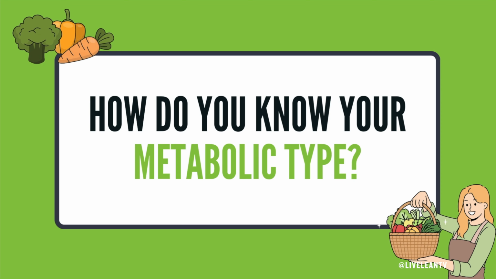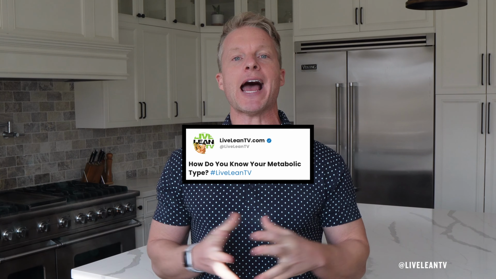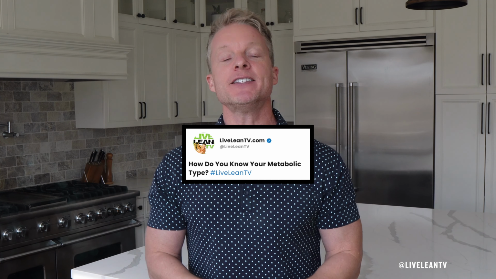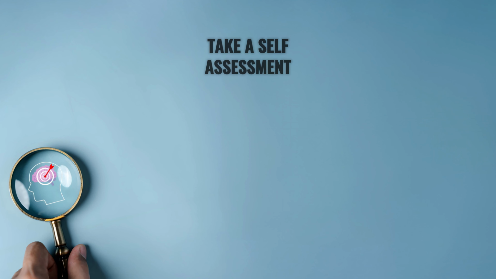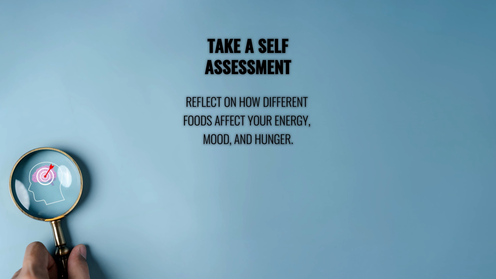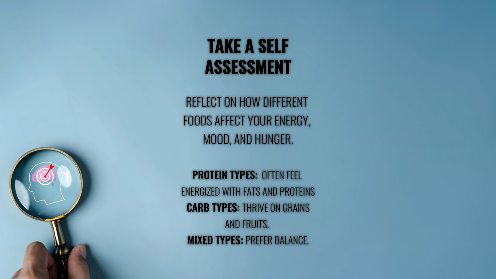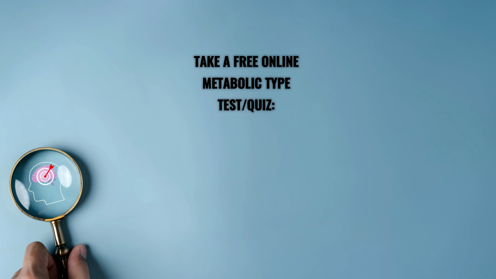So how do you know your metabolic type? So if you're wondering how do I check my metabolic type, consider these methods. Take a self-assessment. So reflect on how different foods affect your energy, mood, and hunger. Protein types often feel energized with fats and proteins, while carb types thrive on grains and fruits, and mixed types just prefer a balance. You could take an online metabolic type test or quiz.